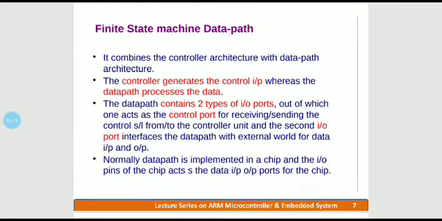Then, coming to the next one, the finite state machine data path. The FSMD architecture combines the controller architecture with a data path architecture. It implements a controller with a data path. The controller always generates the control input, whereas the data path processes the data. The data path contains two types of IO ports: one acts as a control port for receiving and sending the control signals from and to the controller unit, and the second interfaces the data path with the external world for data input and data output. Normally, the data path is implemented in a chip, and the IO pins of the chip act as the data input output ports for the chip resident on the data path.